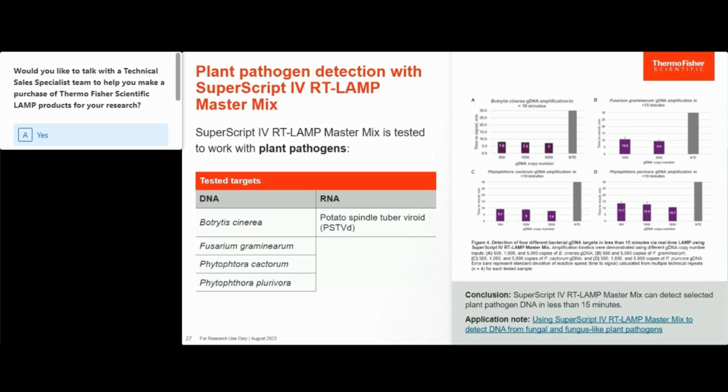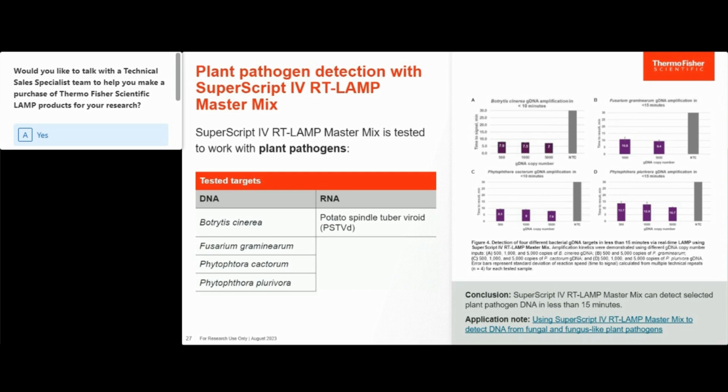In this picture, you can see that the reaction speed and sensitivity were evaluated using serially diluted gDNA at concentrations of 500 to 5,000 and 1,000 to 5,000 copies per reaction, depending on the pathogen being analyzed. The main conclusion here is that the real-time fluorimetric LAMP reactions with SuperScript IV RT-LAMP Master Mix detected gDNA from tested plant pathogens in less than 15 minutes.